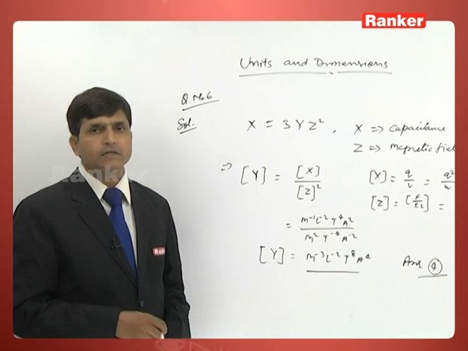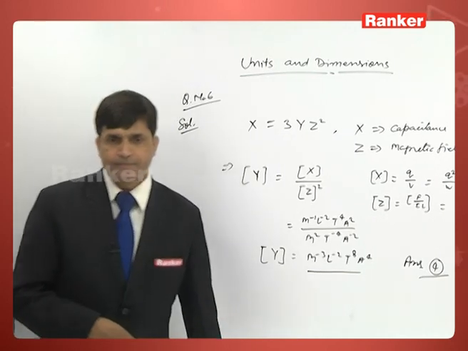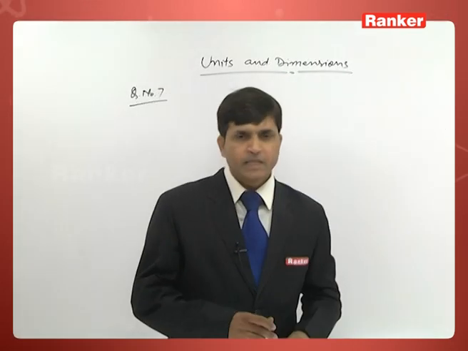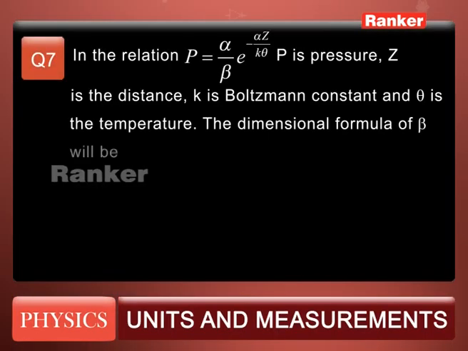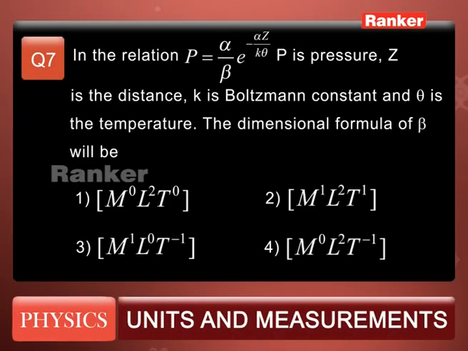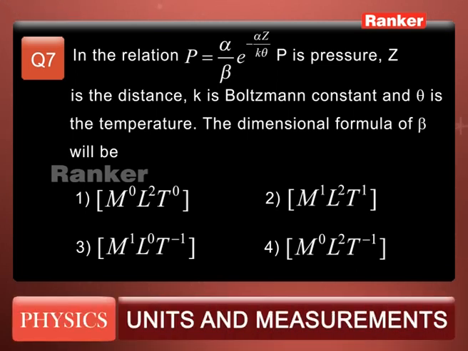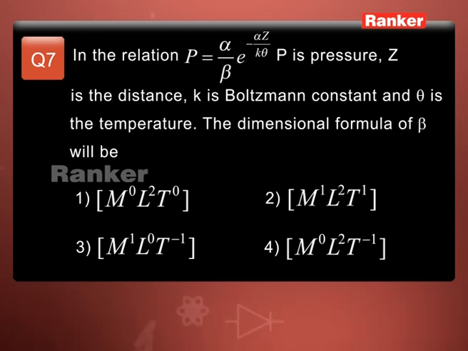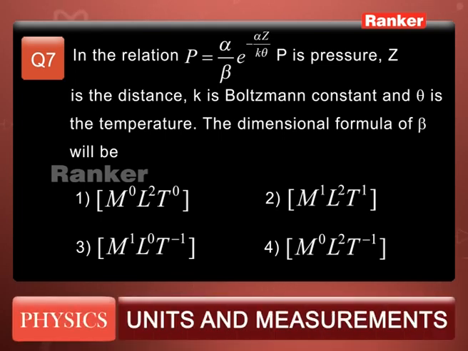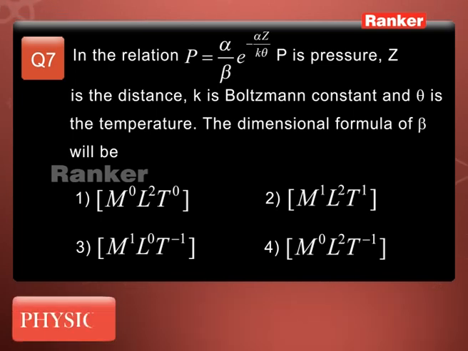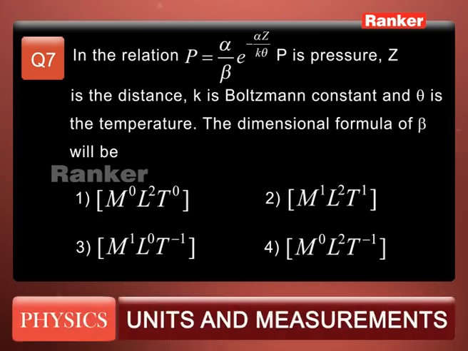Now come to the next question, question number 7. In the relation P is equal to alpha by beta e to the power minus alpha z by k theta, where P is the pressure, Z is the distance, K is Boltzmann constant and theta is the temperature. The dimensional formula of beta will be: option number 1 is M to the power 0 L square T0.